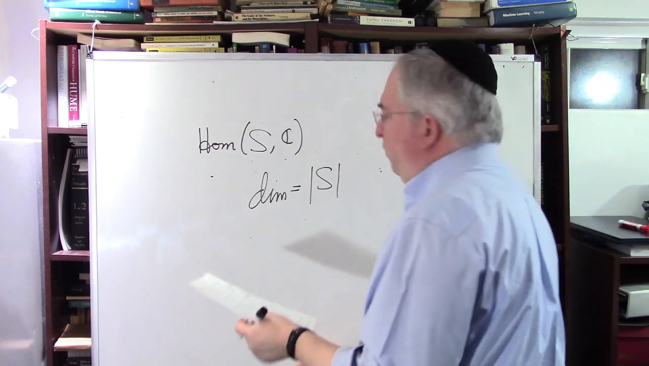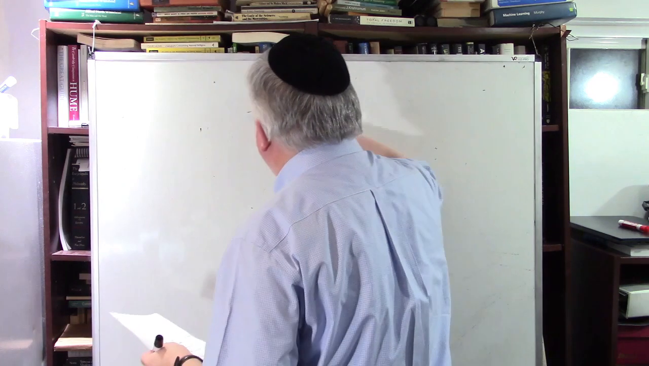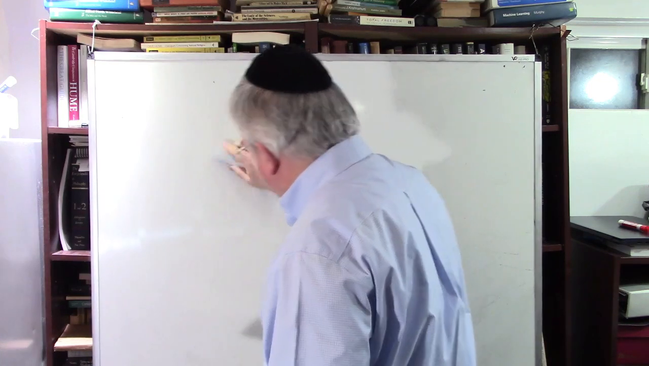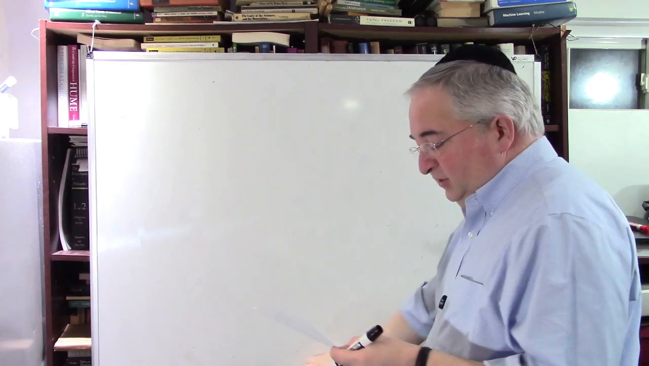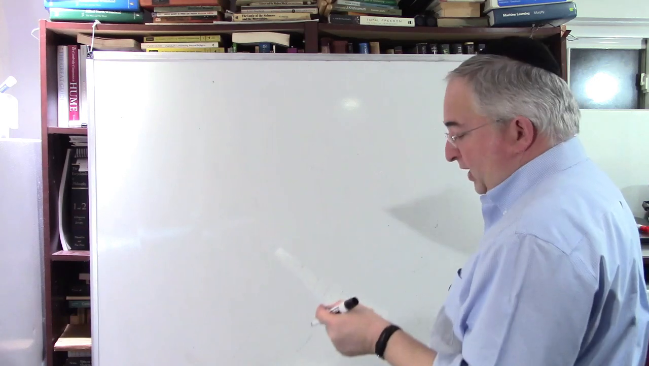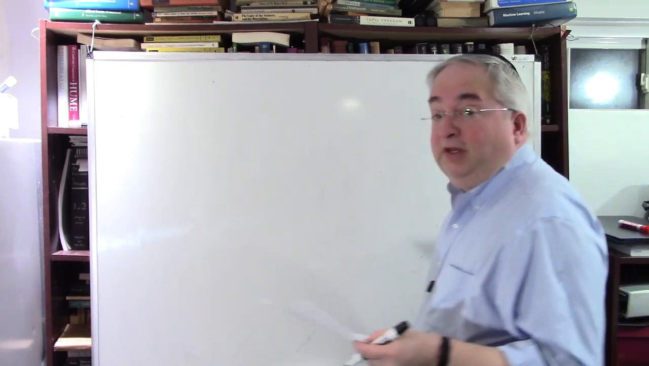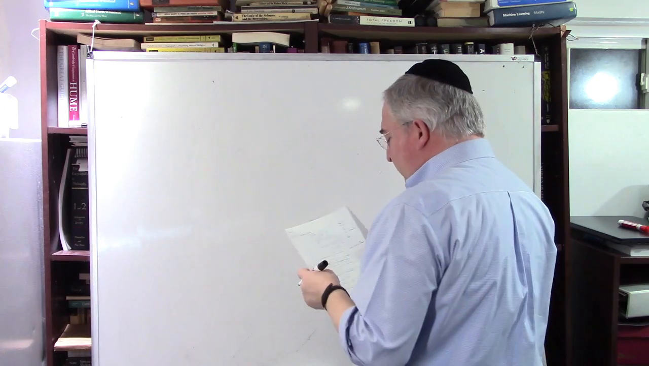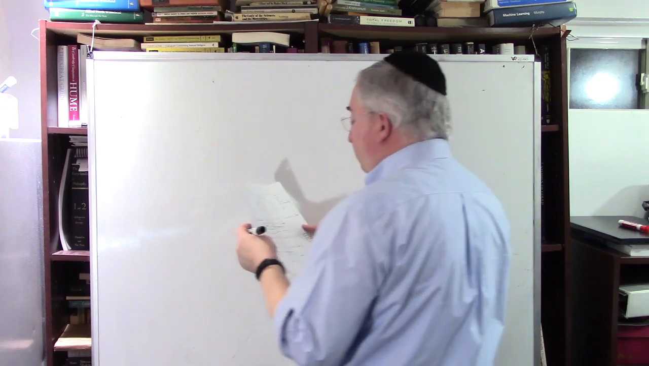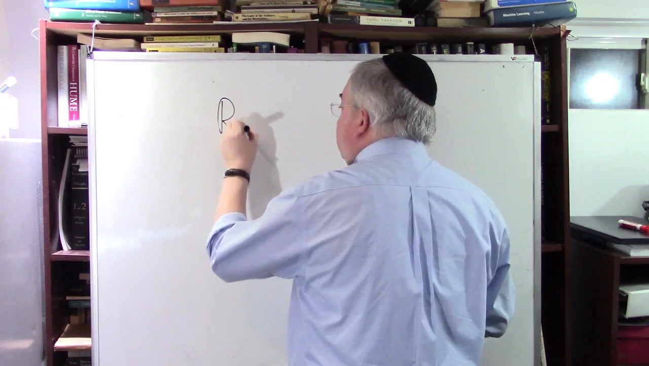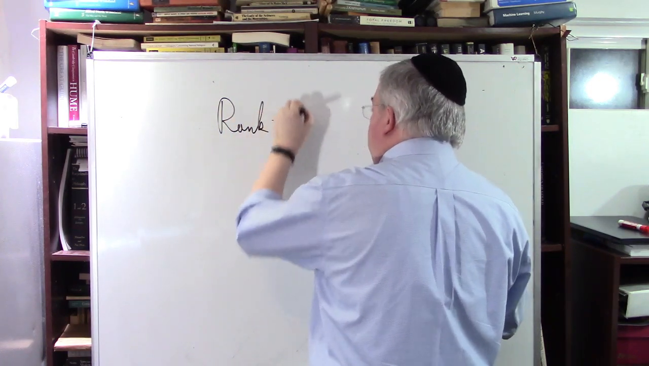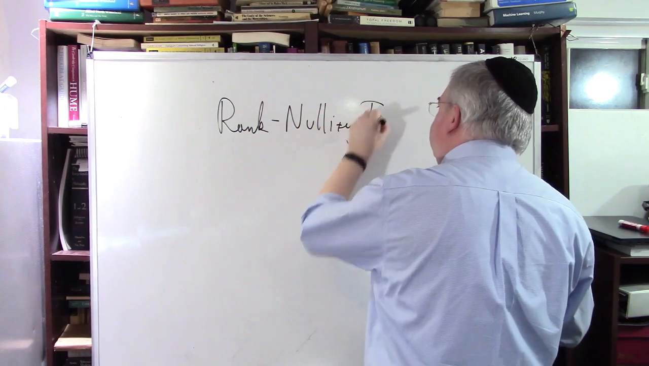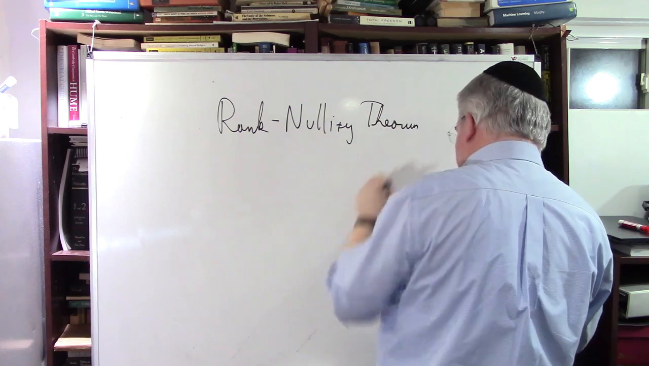Okay, I want to talk about a main theorem. Lots of things fall out of this theorem. We're not going to talk about a lot of the consequences, but it's a fundamental theorem, and it's called the fundamental theorem of linear algebra. Some people call it that. It's also called the rank-nullity theorem. And it says as follows.